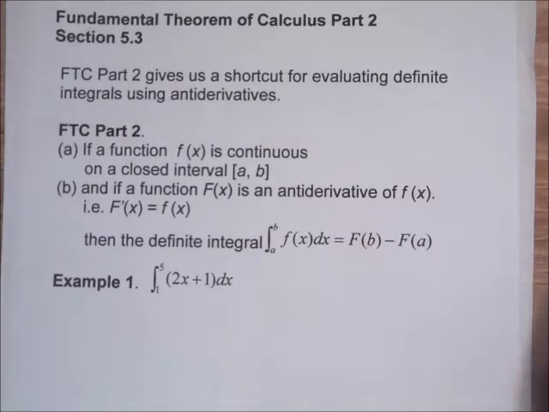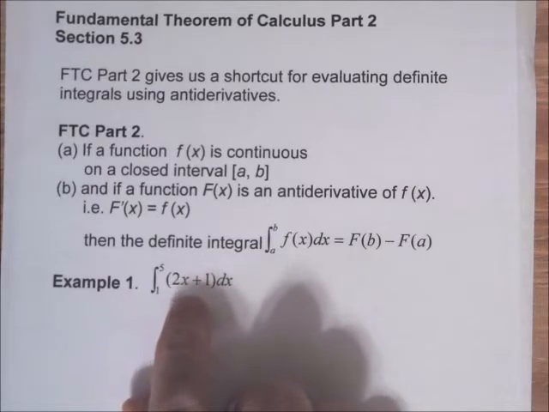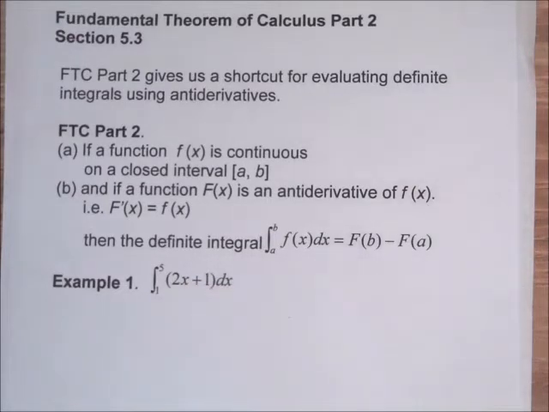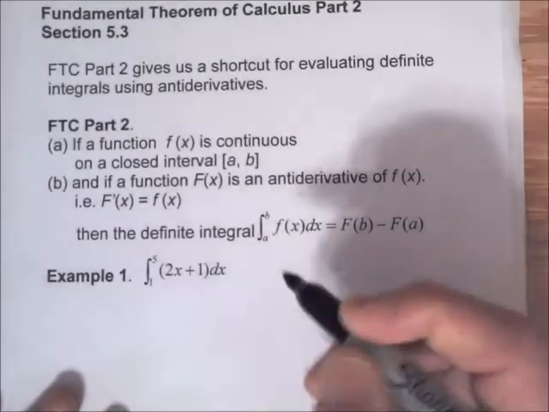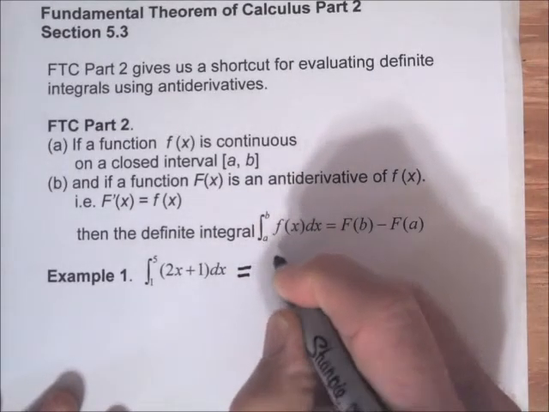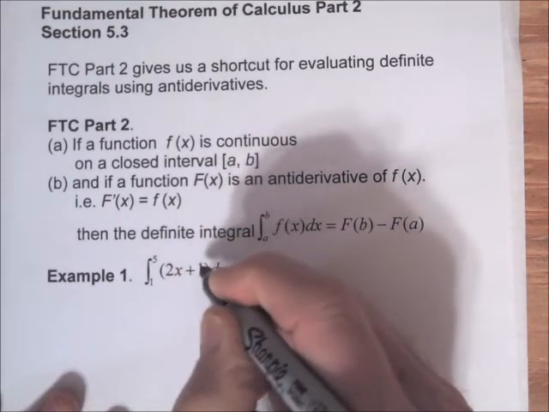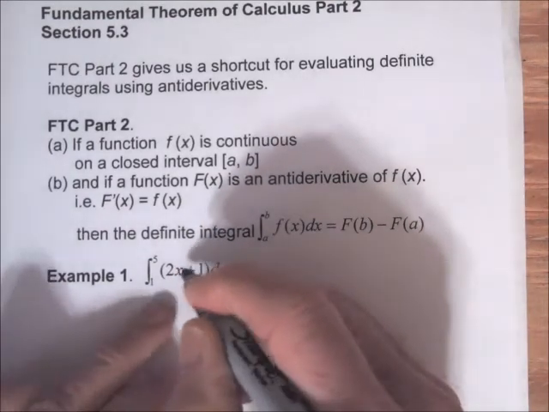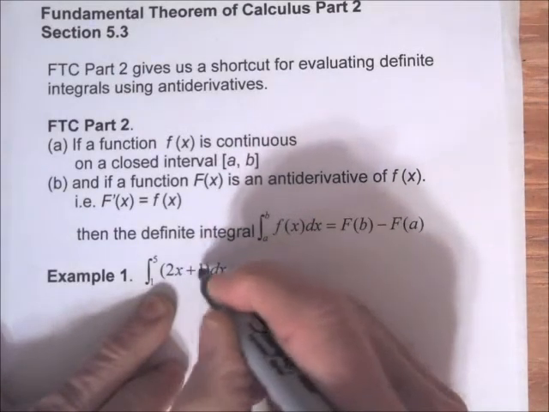So, for example, this function here, we evaluated this before using the definition of a definite integral, and we came out with 28. The area underneath the curve here was 28. If we apply the second fundamental theorem of calculus, this is going to be the antiderivative of this. So we need a function whose derivative is 2x plus 1.